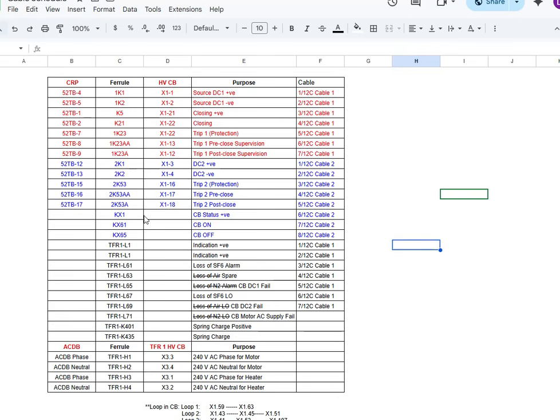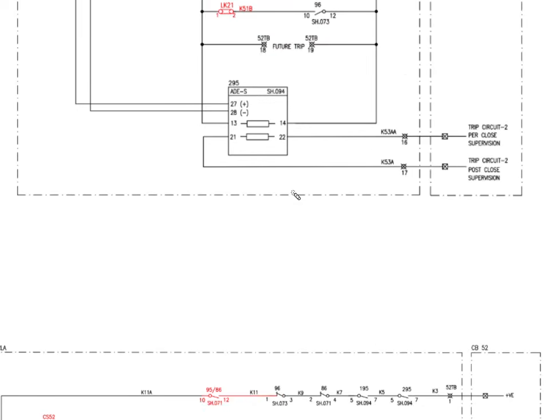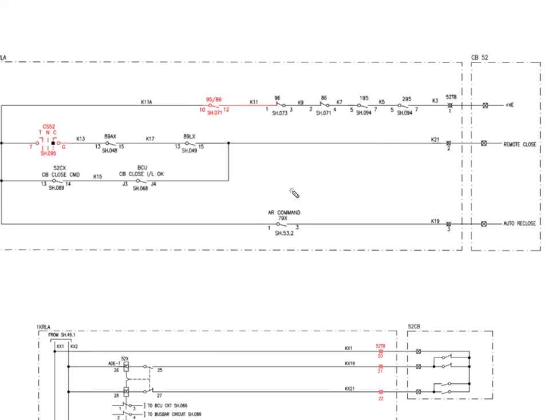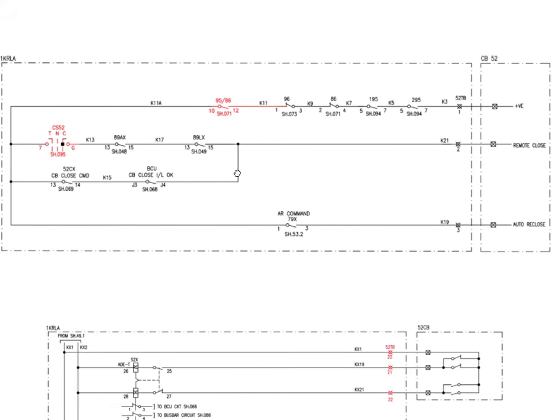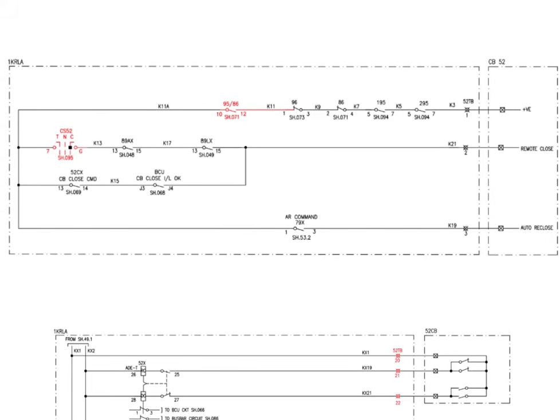Now we need to find out the CB status KX1, CB status positive, CB on and CB off. This is to operate an auxiliary relay, CB on and CB off. Okay, so we'll check where it is in the relay panel. So this is the CB status. Hope you can see it. CB status positive.